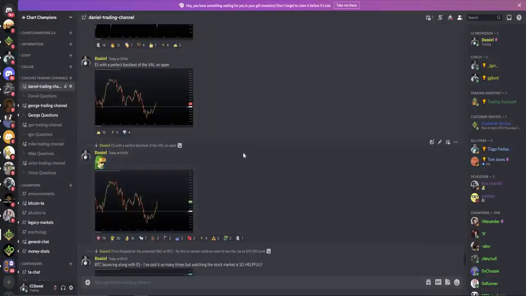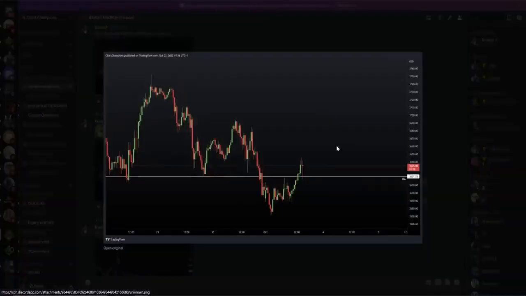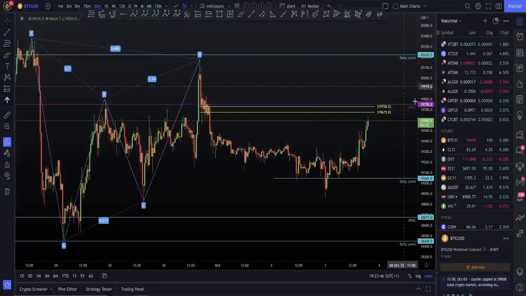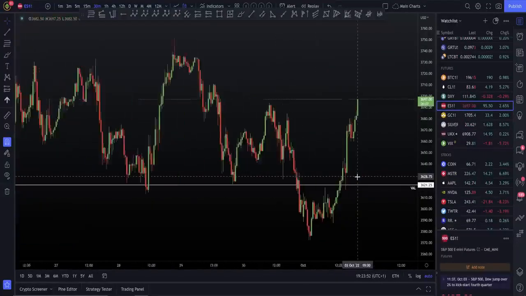As you all know, we're placing a lot of emphasis on the stock market right now. As I'm saying, it's extremely helpful. What did we see? We saw on the stock market open the back test of the value area low. I'm going through this very quickly because I am actually actively trading this right now. I do need to keep this kind of quick, but nevertheless, I'm keeping it professional for you.